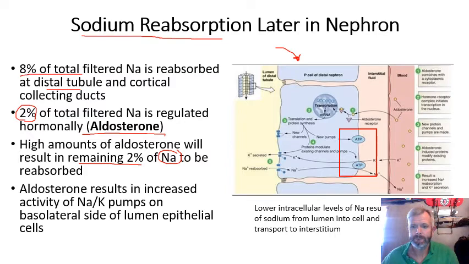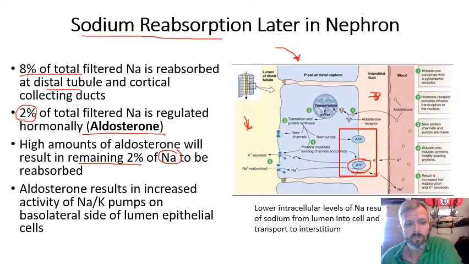Okay. How does this happen? How does aldosterone operate? You can see what it does is it has an effect on the sodium-potassium pumps in these cells of the distal convoluted tubule. Here's the body side. This is the interstitial fluid in the blood. This is the lumen side.